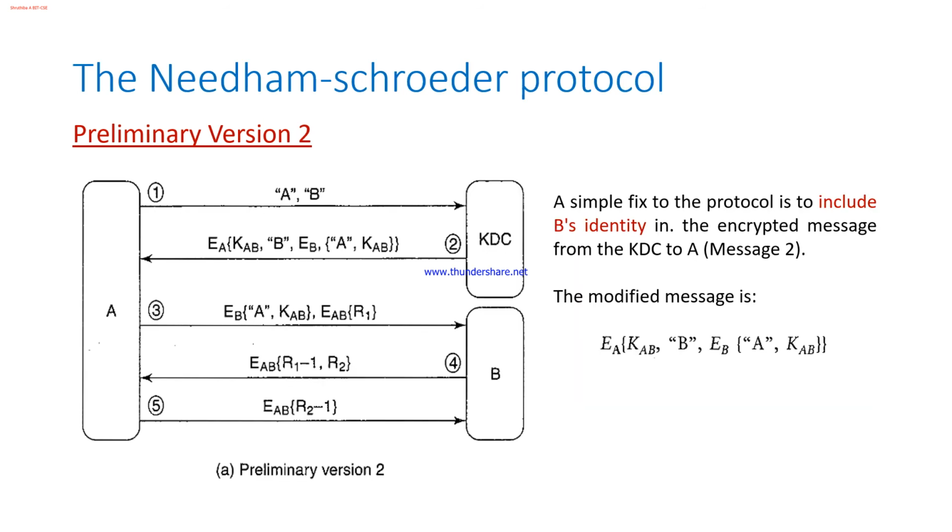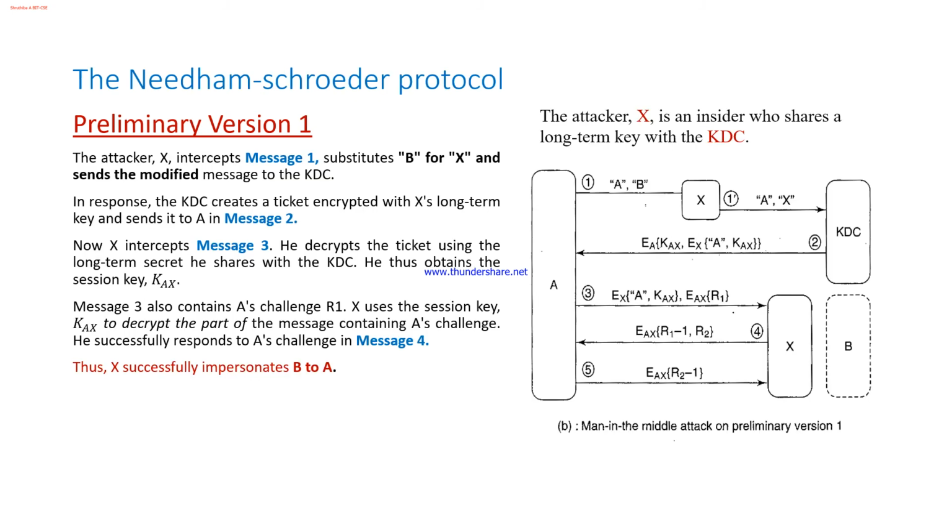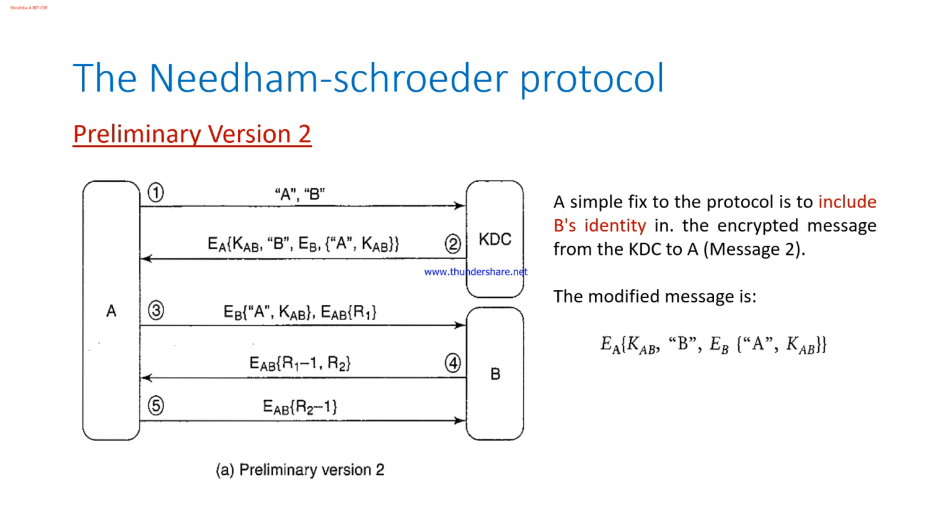Now, the enhancement done to overcome this man-in-the-middle attack was that they thought to add one more entity here, the identity of B. The same message now will have the identity of B as well. So just by looking at this, it will get to know that yes, A is communicating to B, because if X attacks in between, X now has to replace even this B, isn't it? That is not actually possible.